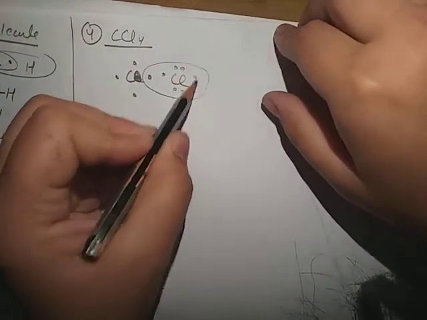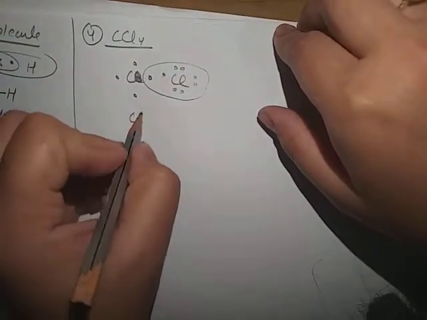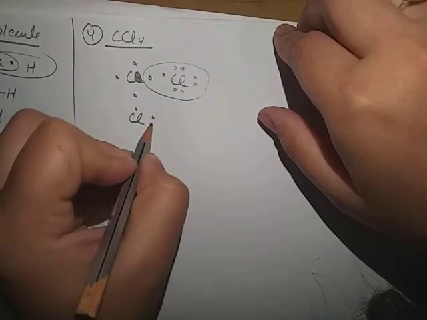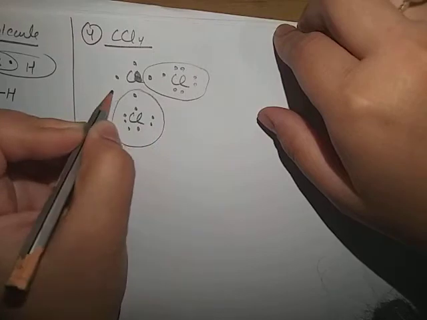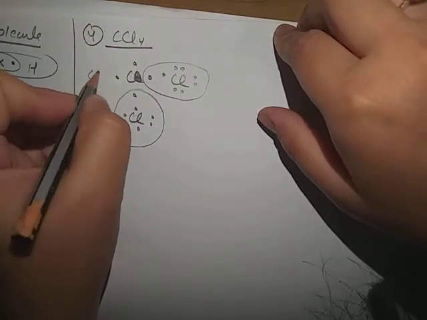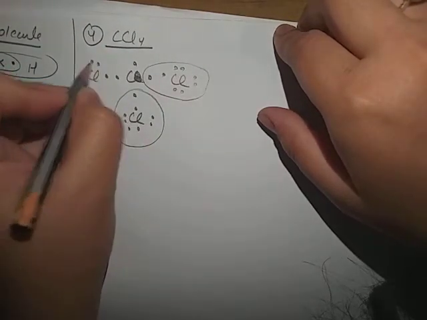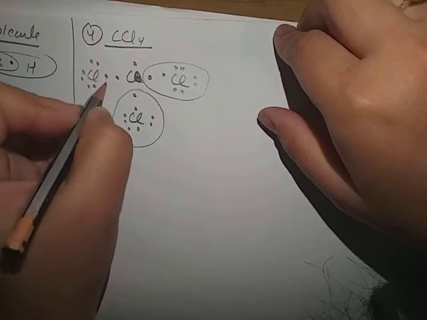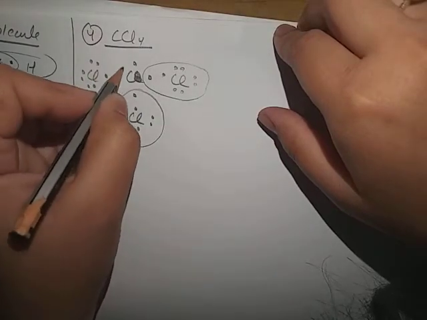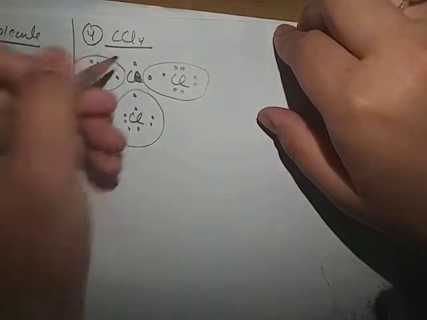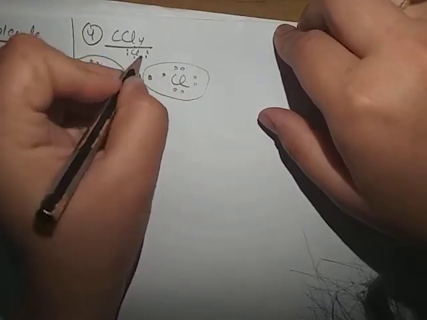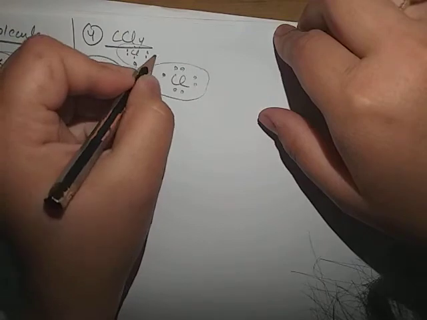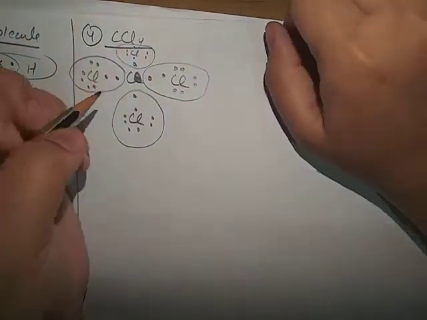That makes 8, right? 1 2 3 4 5 6 7 8. Similarly, this chlorine will also take 1 electron from this carbon and complete its octet, and the same with this chlorine also. It has 7 of its own. It will take 1 electron from this carbon and fulfill its octet. The same will happen with this chlorine also. I don't have much space, so it is a bit congested.